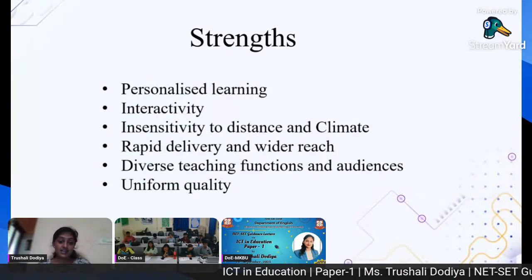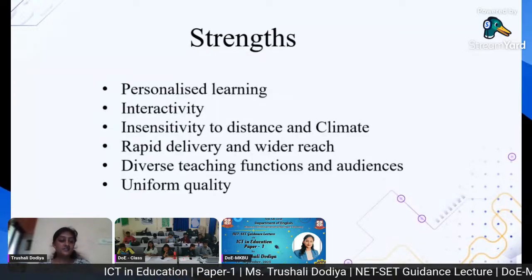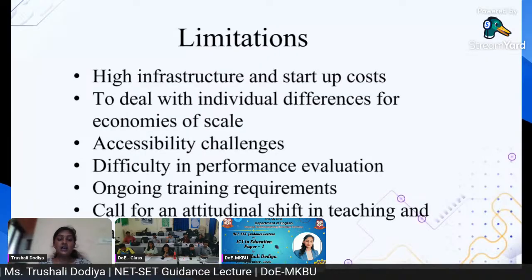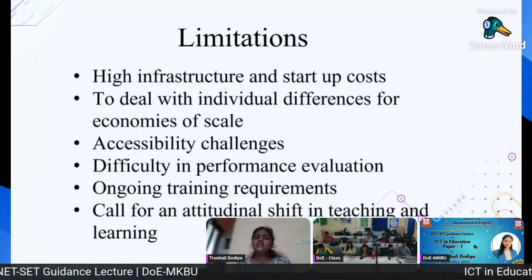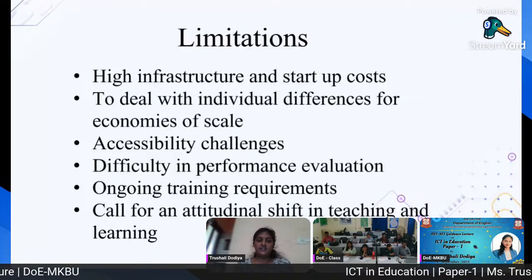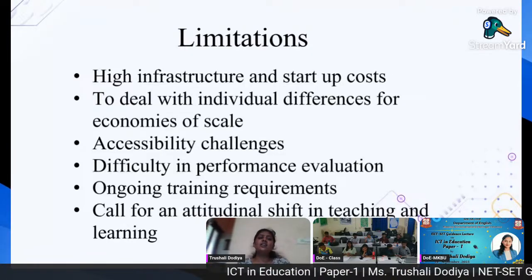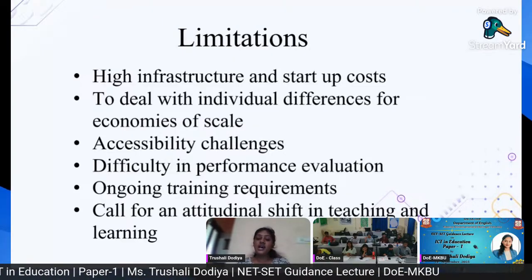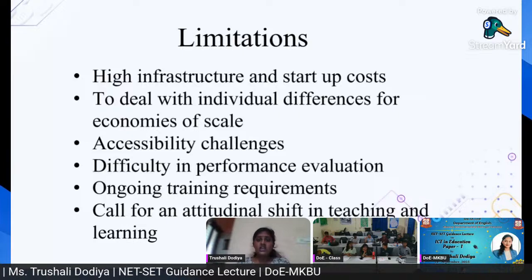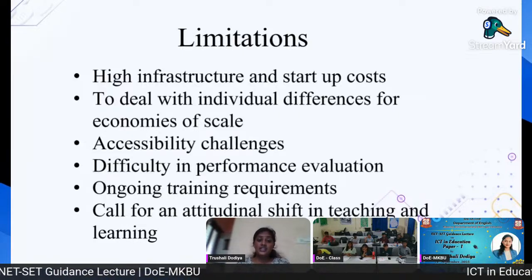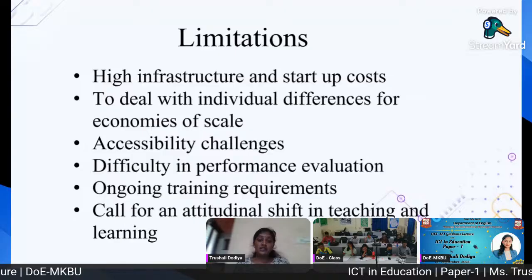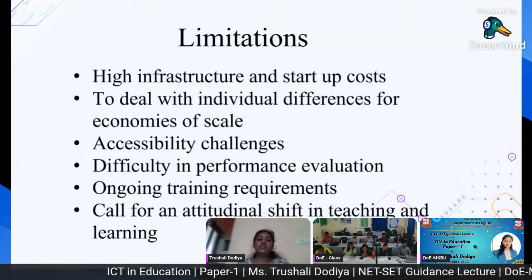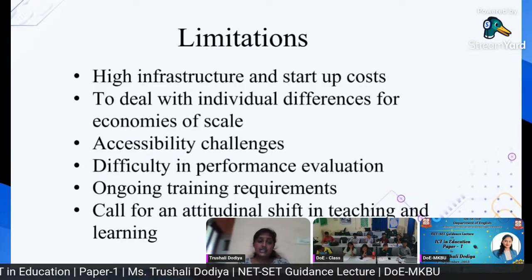Sorry, yes, a StreamYard, and different audiences and teaching functions, and there is this uniform quality of learning and teaching. Along with strengths, there are certain limitations that we at a beginning level are facing. First, it requires high infrastructure and startup cost, as all the technological aspects are quite costly. So we need to see that as well, to deal with individual differences for economies of scale. We are not having accessibility of certain things due to economic scales.